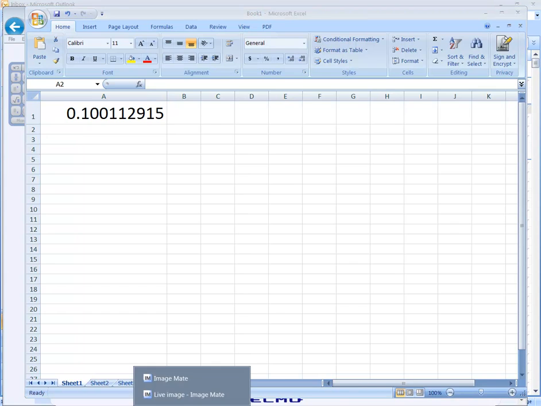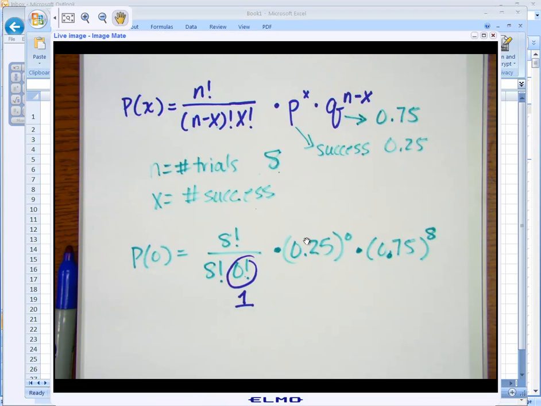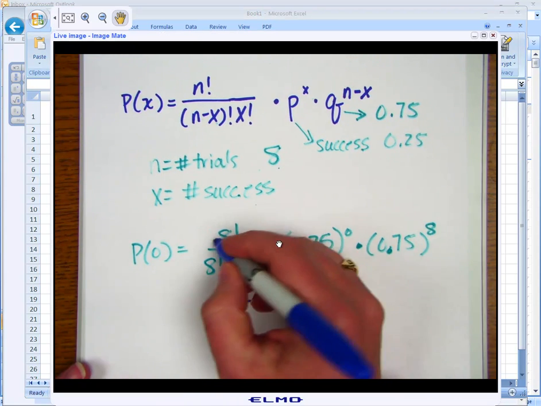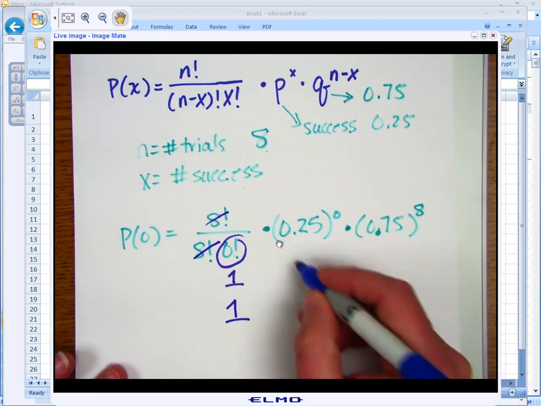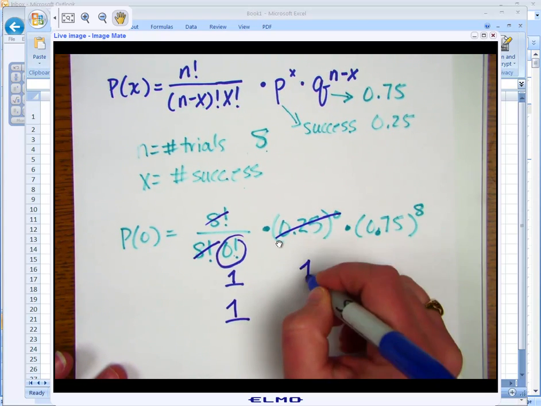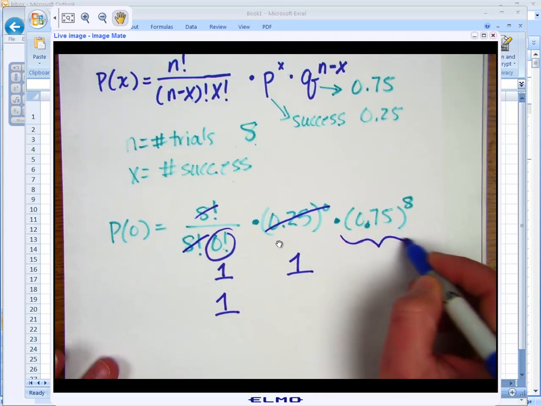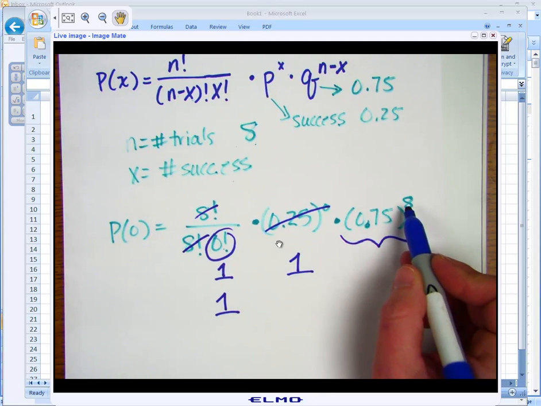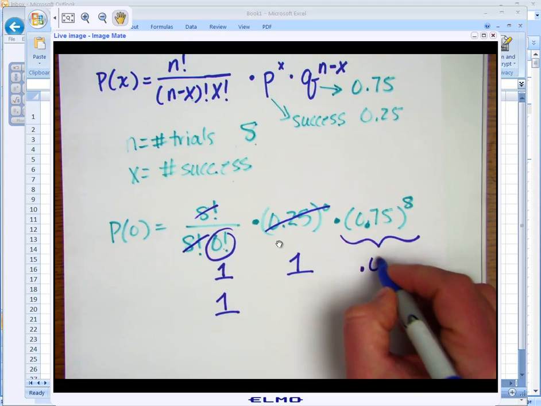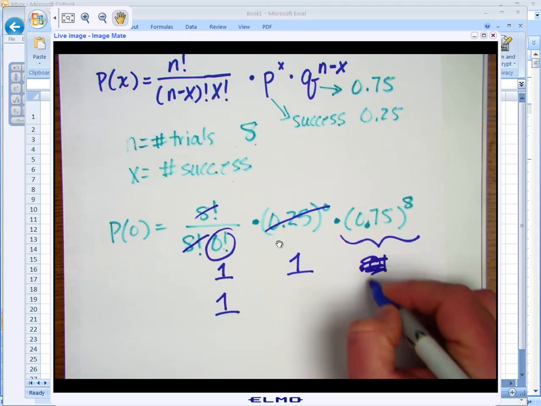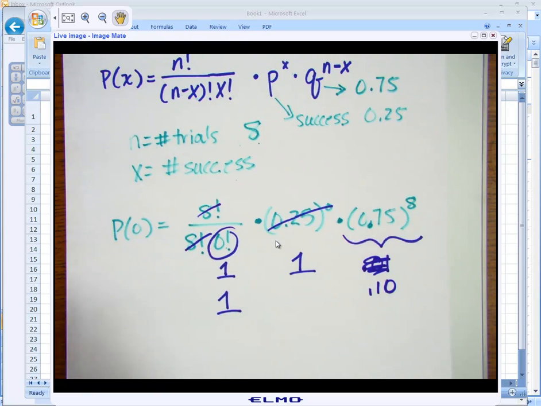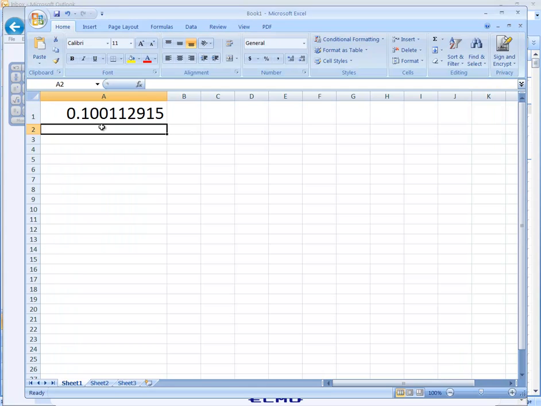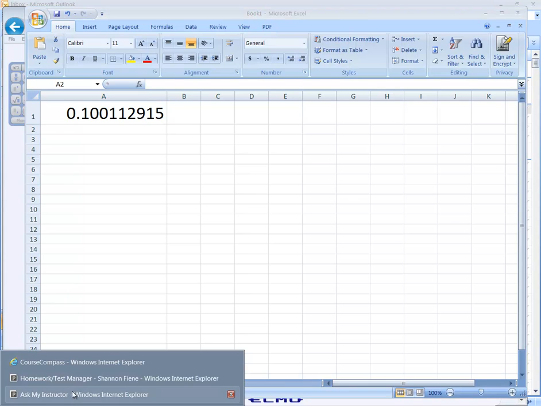And now if you'd have gone to the trouble to calculate this out, 8 factorial over 8 factorial also goes to 1. This goes to 1. Anything raised to the 0 power is 1. So it would just end up being 0.75 to the 8th power. And if you punch that into your calculator, you would get 0.10, I think it is. Okay, same thing as we got in Excel. Okay, now let's look at the next question.